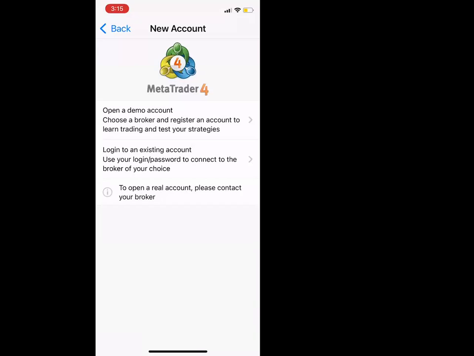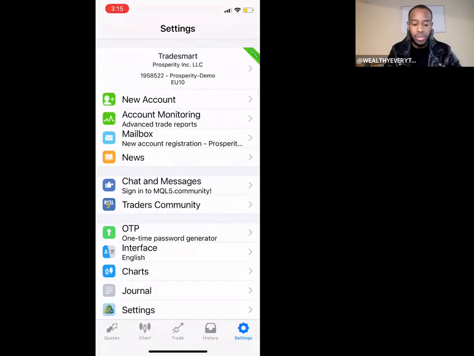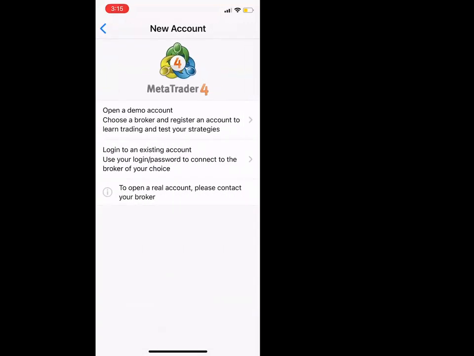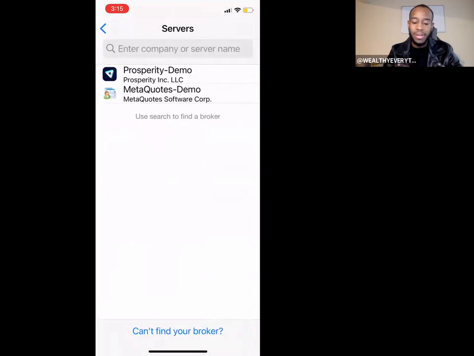So you can go to accounts in your MetaTrader 4. So you can go here. Let's mute that. There we go. All right. And you can go to open demo account.